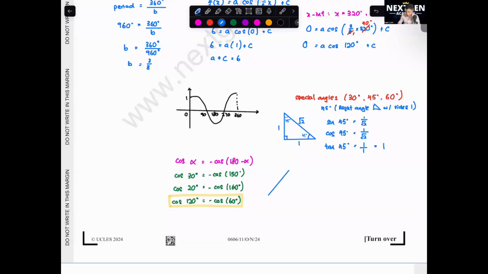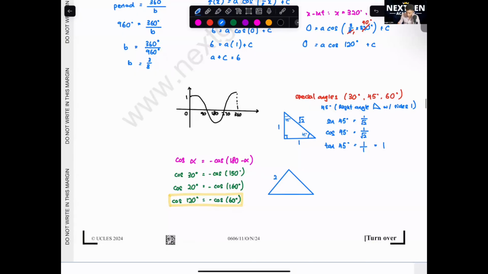You draw an equilateral triangle with side 2. Like that: 2, 2, then the bottom also 2, but you're going to slice it into half. Why 2? Because if the sides are 2, 2, and 2, it is an equilateral triangle, right? Which is 60, 60, and 60. So I'm only going to take half of it right now.